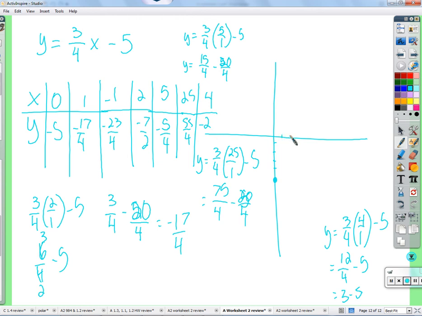Well, that's an easy point to plot. Negative 2, there it is. Awesome. What's another number that's easy to plug in for x? It's going to do the same thing. Get rid of that 4. 8, right? 8 has a factor of 4. If I multiply 8 by 3, I'm going to get something that's divisible by 4, right? Of course I am. If I put an 8, I'm going to get out something nice. I know this is looking like a mess. 3/4 times 8 over 1 minus 5. Really got that cross-canceling thing going on, right? We talked about that. This is 2, so that's 3 times 2, that's 6 minus 5, that's 1. So I got 1 there. 8, 1.